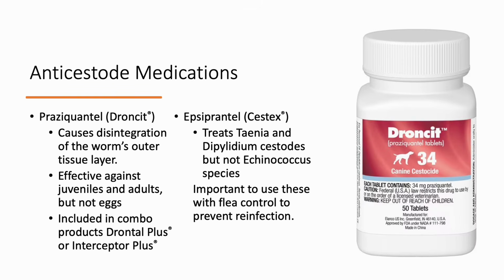When we want to treat our cestodes, we're going to grab an anti-cestode medication such as praziquantel. This commonly goes by the brand name Droncit. Praziquantel causes disintegration of the worm's outer tissue layer, so the worm kind of disintegrates or falls apart. It's effective against juveniles and adults, but not the eggs. So when we are prescribing it for a patient, the instructions are usually to give it now and then repeat it again in 3 weeks once those eggs have had a chance to mature.